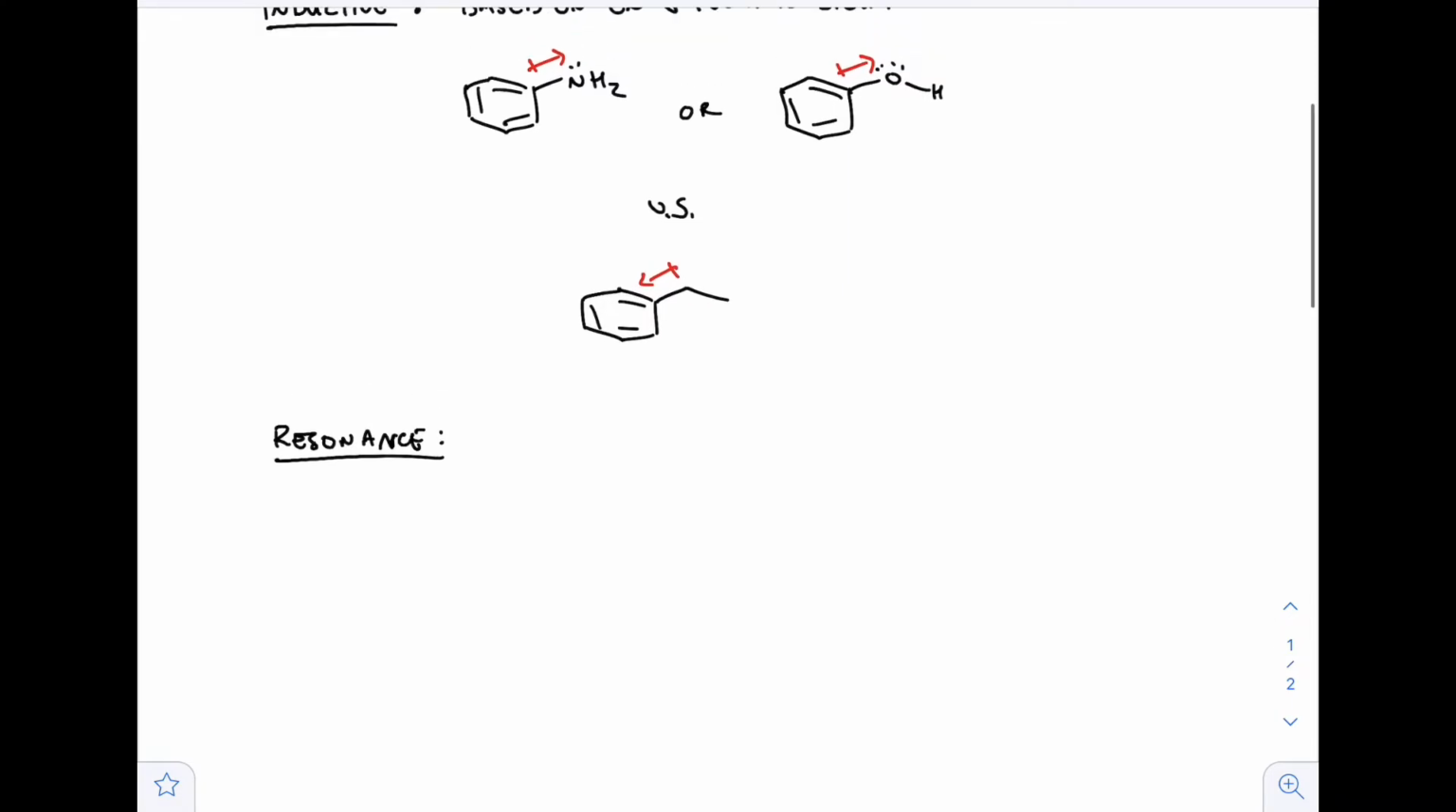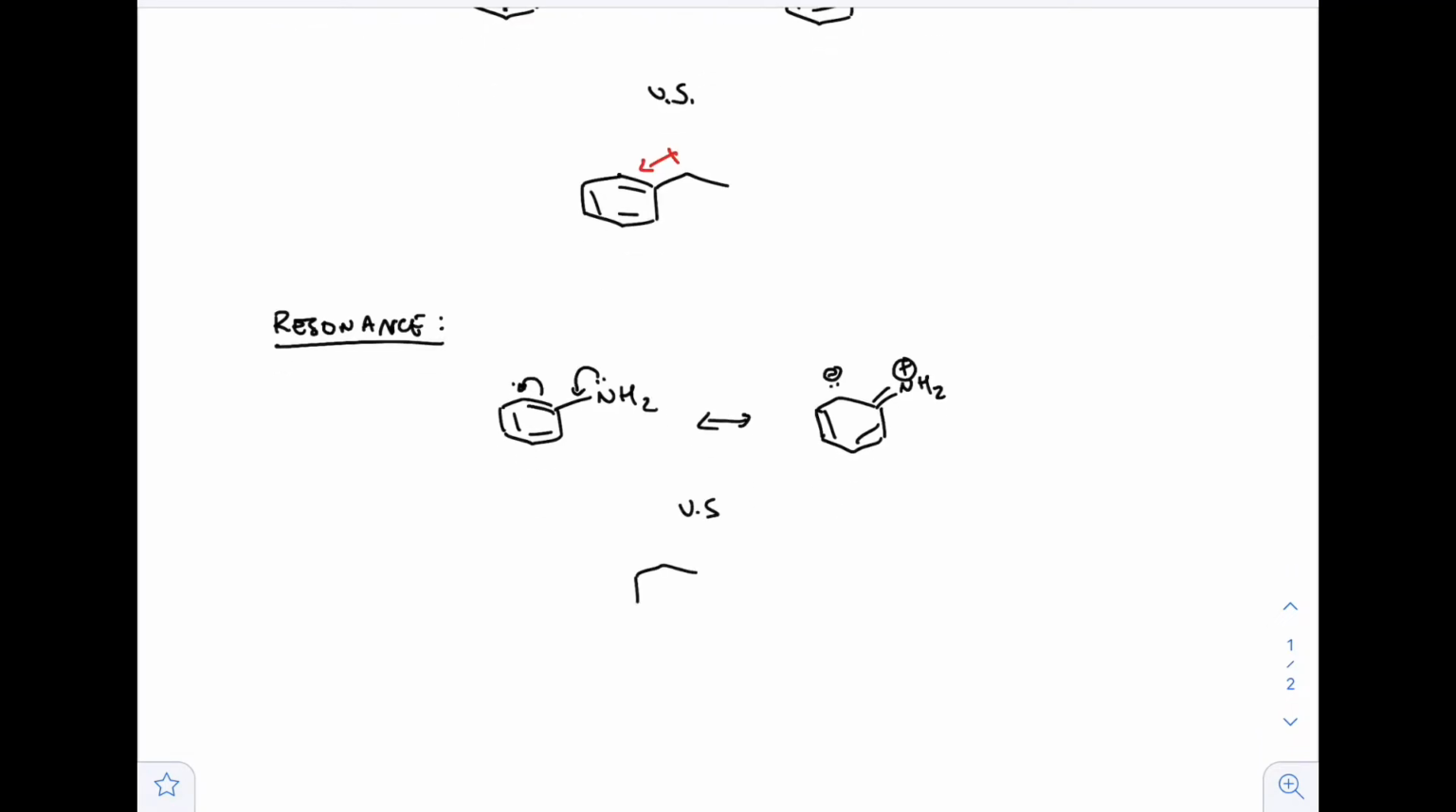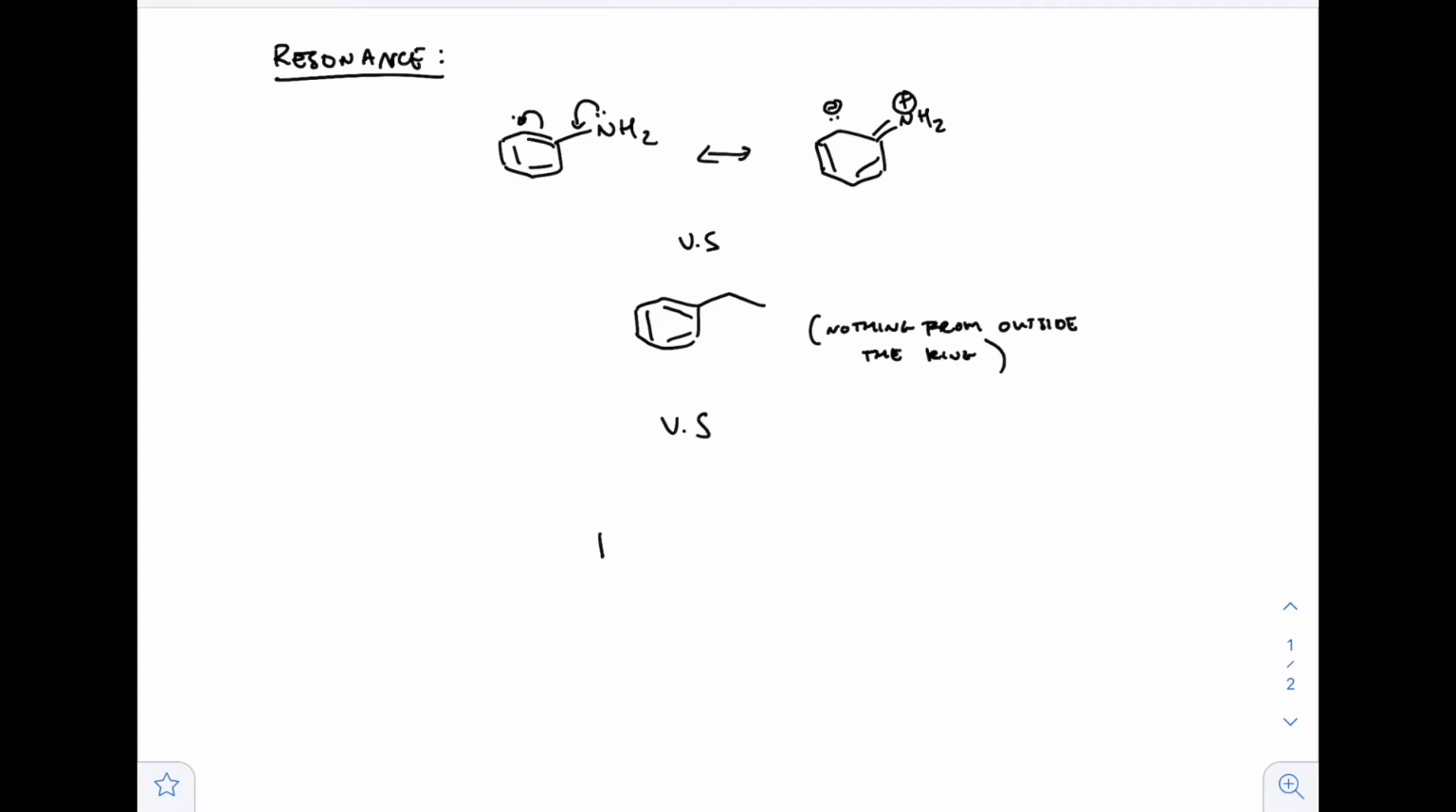So the resonance effects. This is where it gets kind of interesting, because that same nitrogen that withdrew electron density inductively can also donate electron density with its lone pair. And we can draw a resonance structure where we have a negative charge on the ring in the ortho position, right? You can do another resonance structure where it puts it at the para position and the other ortho, right? The alkyl group, there's nothing from outside the ring, and so there's really nothing going on in terms of resonance, okay?